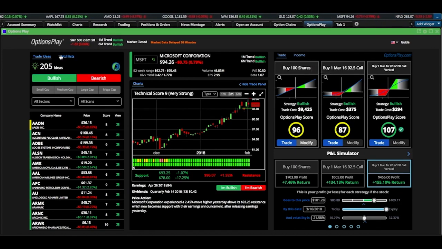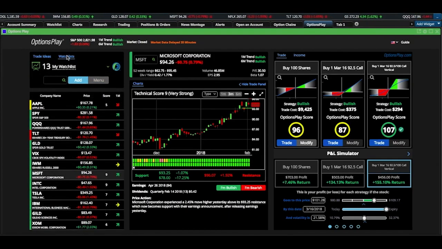Trade ideas and watch list is fairly self-explanatory. Trade ideas are fresh technical scans that we develop every single day to give you bullish and bearish ideas that you can filter and sort by. Our watch list feature allows you to set up your own watch list or use any of the pre-built watch lists that we have created.